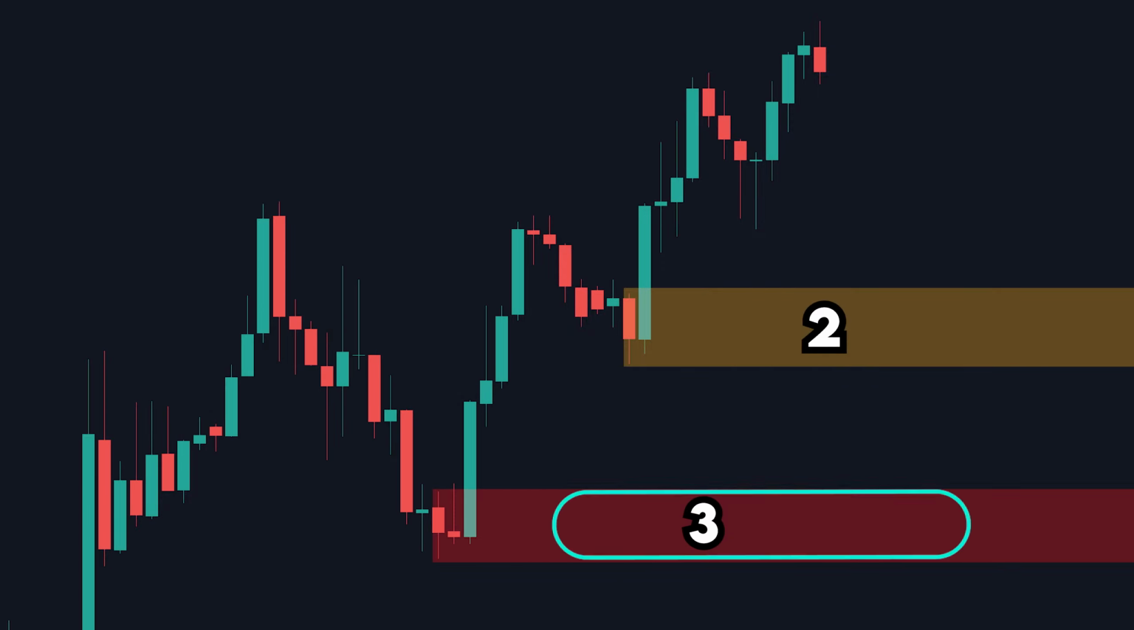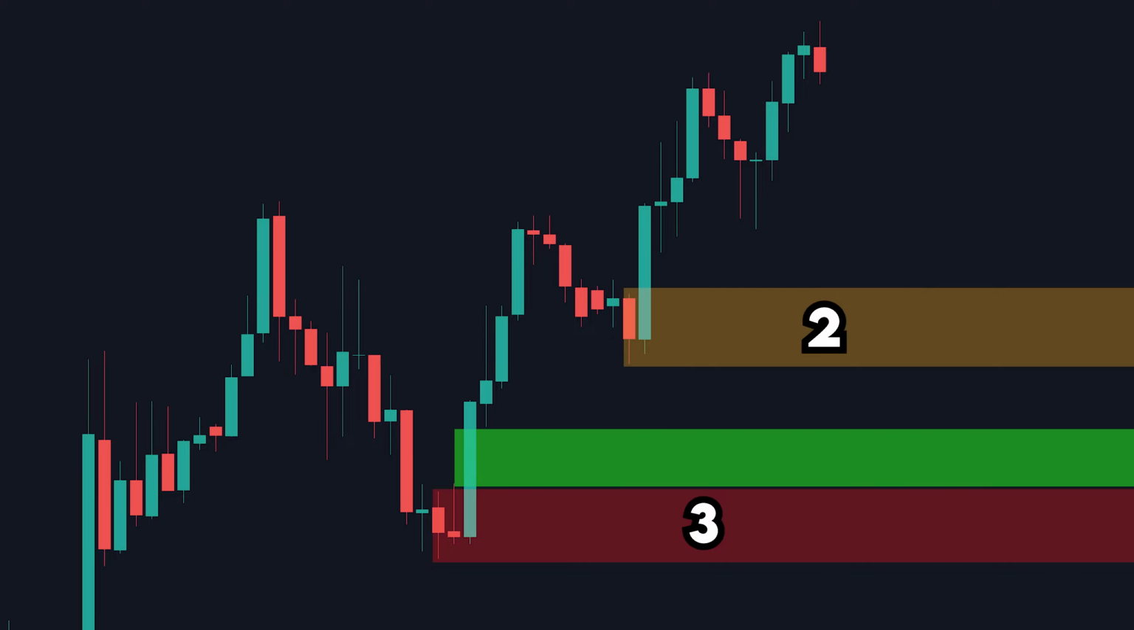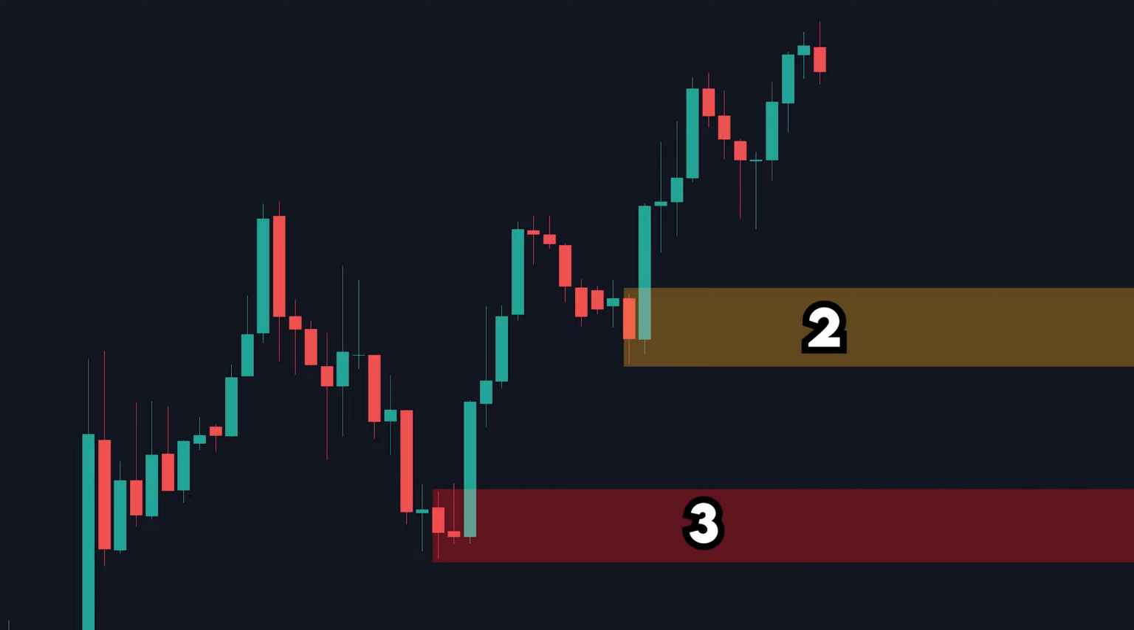You may be thinking it's zone 3. Considering what I just said, there's also a fair value gap down here, meaning price would have to break through zone 2 in order to get to that. But if we look closely at our chart, something interesting is happening.